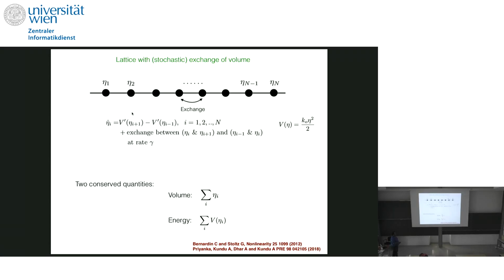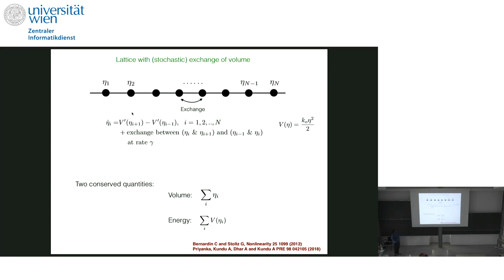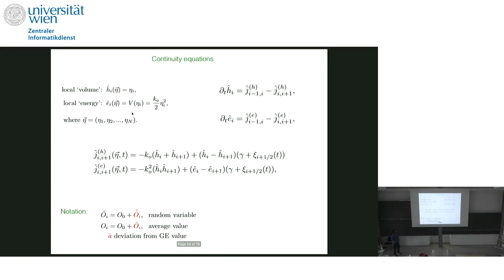So this conserves these two quantities, volume and energy. Now these conservations suggest that I consider the following locally conserved quantities, which are volume and energy, which I represent by these hat variables in this notation. From this microscopic dynamics you can write down the corresponding continuity equations, and they have this explicit form.